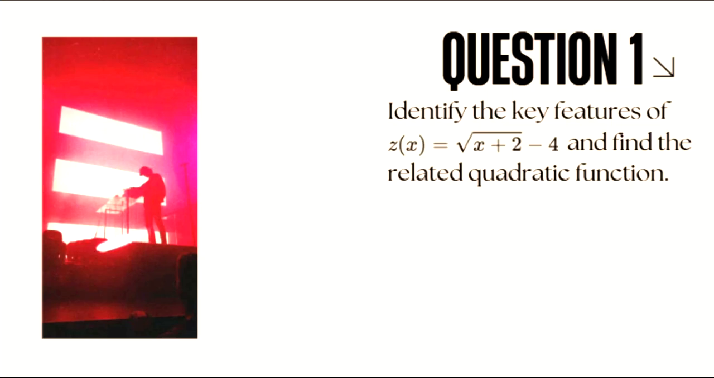Okay, question 1. This one is all you. Identify the key features of z of x is equal to the square root of x plus 2 minus 4 and find the related quadratic function. Pause the video, do it, come back.